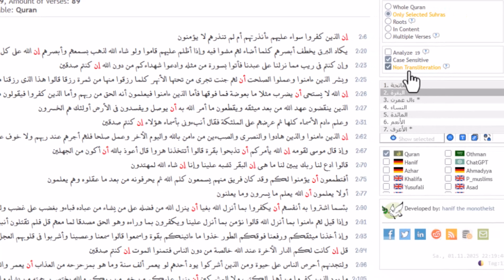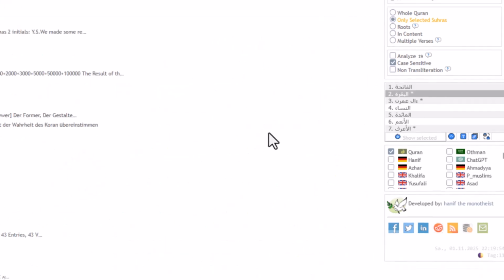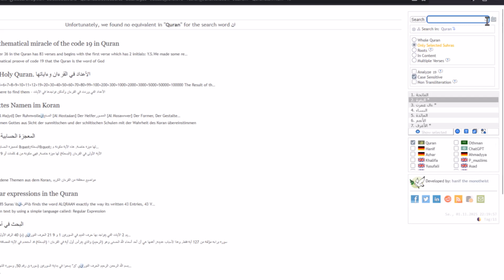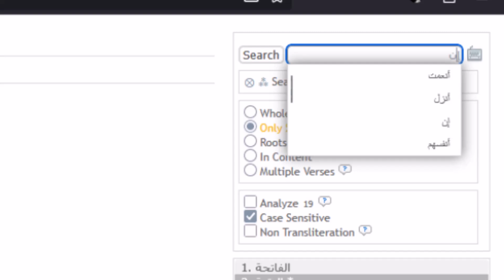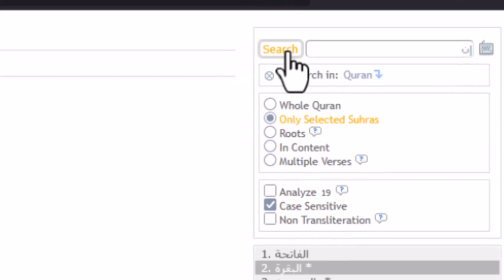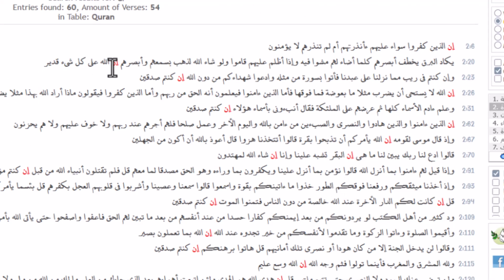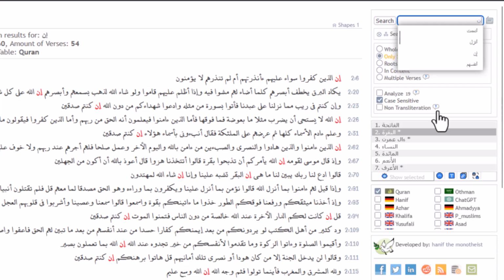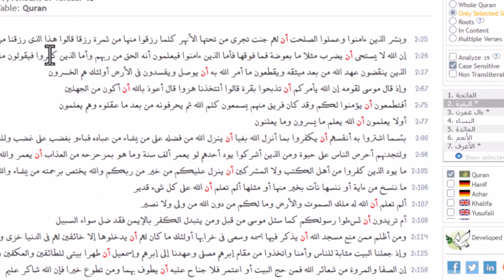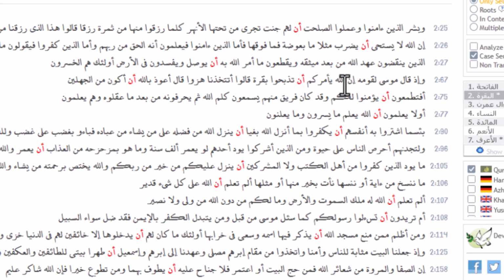And if I put the non-transliteration away and search again, I'll find nothing. That's the idea. But if I put a hamza underneath like this, I'll find inna, these shapes. There are 60 in Surah Al-Baqarah, and if I put the hamza over, I'll see 59 in Surah Al-Baqarah. So almost the same number.